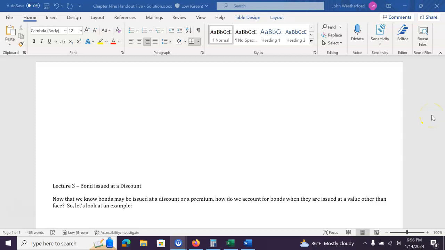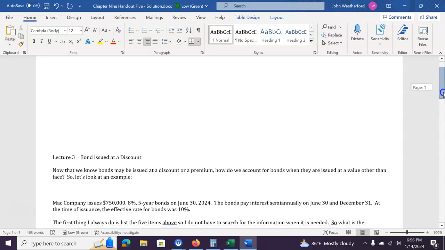Okay, you guys, now that we know that bonds can be issued at a discount or a premium, meaning at an issue price above or below the face amount, we need to know how to account for that. We've already looked at how to make the journal entries when bonds are issued with the same stated rate and effective rate. So let's look at how we handle the discounts and premiums.